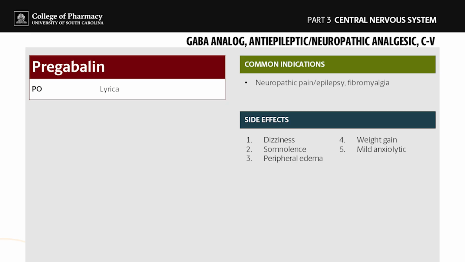Another GABA analog, antiepileptic neuropathic analgesic, notice this, C5, is controlled. And does that name look familiar a little bit? It's got the GABA in there, but it's pregabalin. Interesting. This is controlled, but the gabapentin is not. The brand name is Lyrica, and this one's for neuropathic pain, epilepsy, as well as fibromyalgia. And some of the side effects would be dizziness, somnolence, peripheral edema, weight gain, and it's a mild anxiolytic, okay? So just note that this one is controlled.